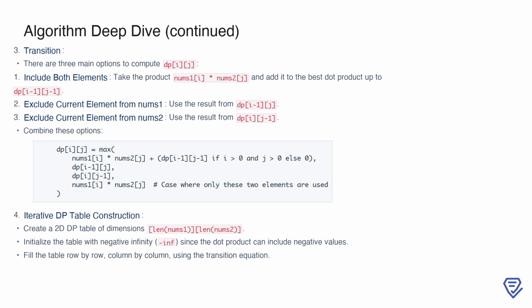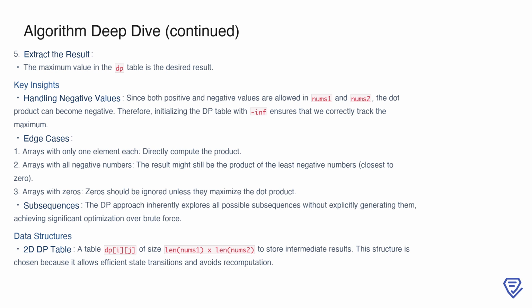To implement this efficiently, we construct a 2D DP table with dimensions equal to the lengths of nums1 and nums2. We initialize the table with negative infinity to handle the possibility of negative dot products, and then fill it iteratively, row by row and column by column, using the transition equation. Once the DP table is filled, the maximum value within it represents the solution to our problem, as it reflects the highest dot product achievable between any two subsequences.